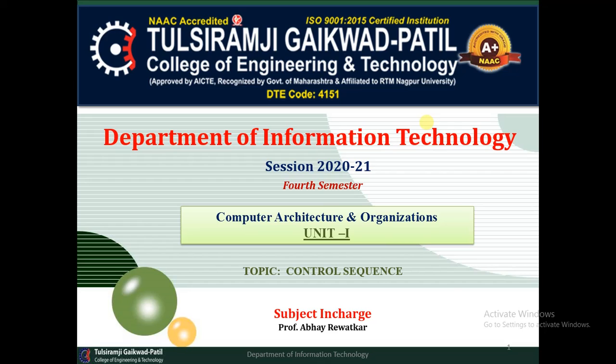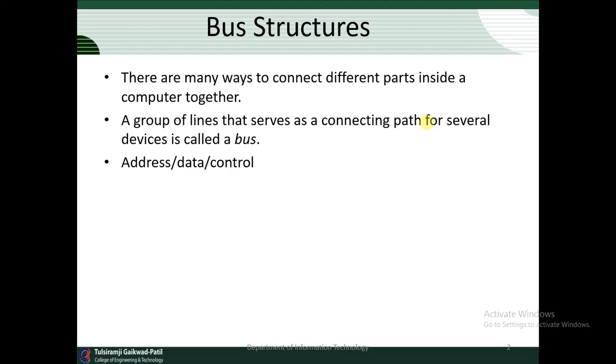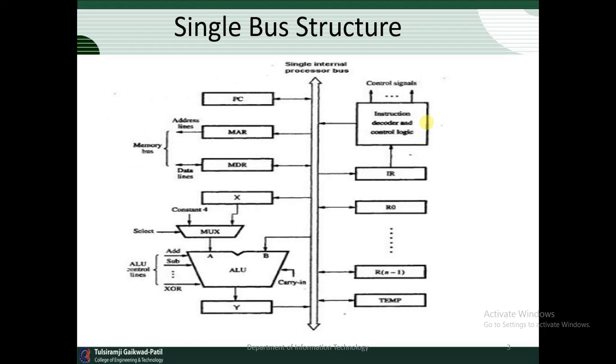In computer architecture and organizations, here we have discussed the control sequence with the help of single line bus structures. The bus structure is used to communicate data and addresses. It has the address, data and controls. Now, here we can observe single line bus structures, and how components are connected with single line bus structures.